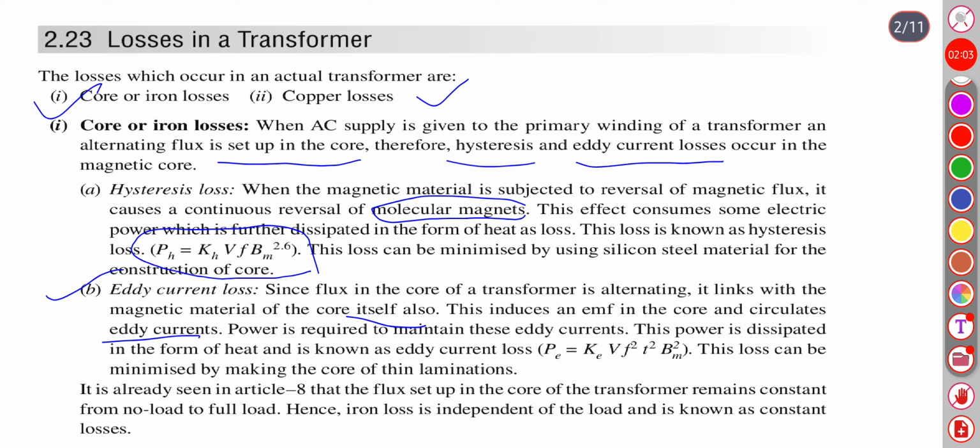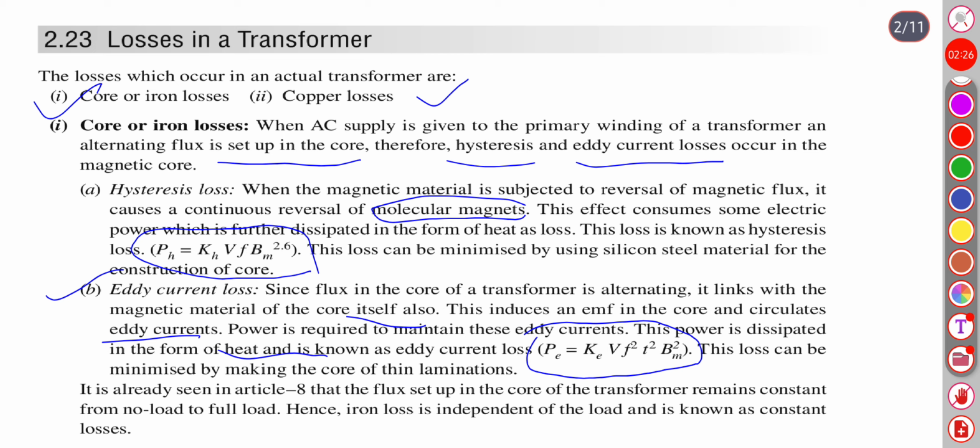This power is dissipated in the form of heat and is known as the eddy current loss, and its formula is PE = KE V F² T² BM². This loss can be minimized by making the core of thin laminations.